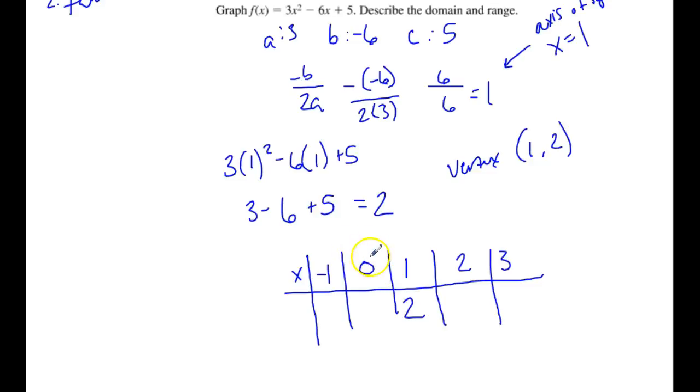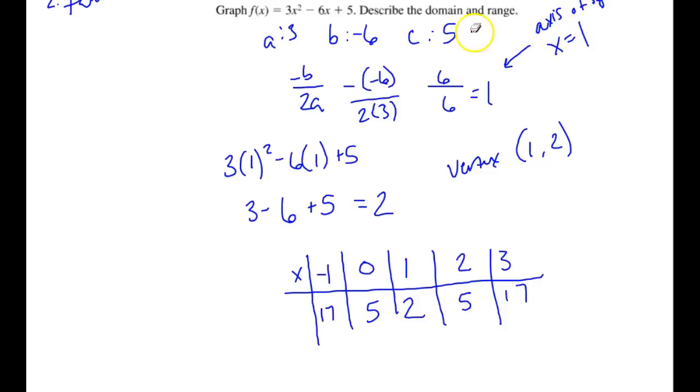Now I put these into my equation up here, and I find that when I have an x of 0 or an x of 2, my y value is 5. When I have 3 or negative 1, my value is 17. So now I have 5 points that I can plot on my axes, and then I can graph. So let's go ahead and graph these. Let's look at them.